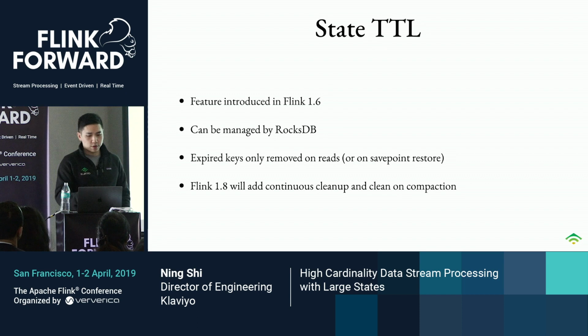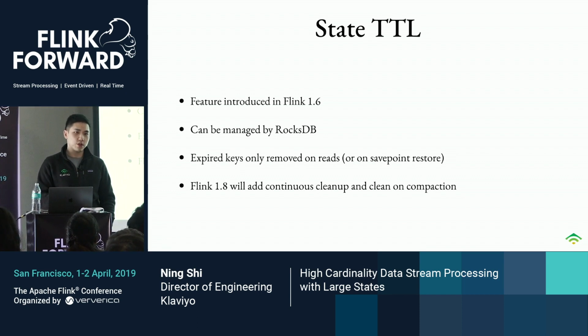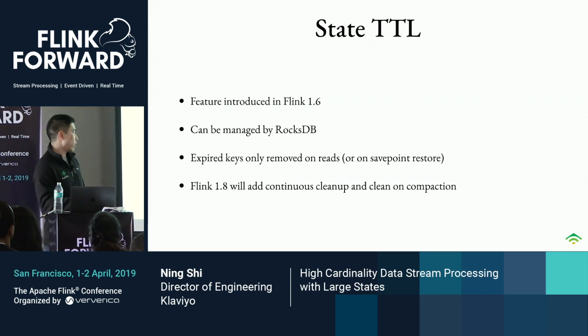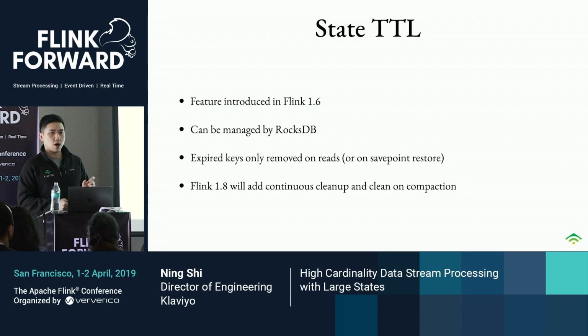The other way to get rid of them is by taking a savepoint and then restoring from that savepoint in a new job, but that requires some downtime, so it might not be a viable option for you. In Flink 1.8, hopefully it will come out soon, they are adding 2 new features for automatically cleaning things up. The first one is continuous cleanup. Basically, that creates an iterator on the state and constantly iterates through your RocksDB state, basically forcing a read on these values so that it gets discarded.